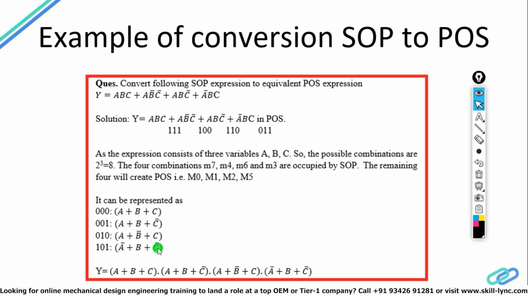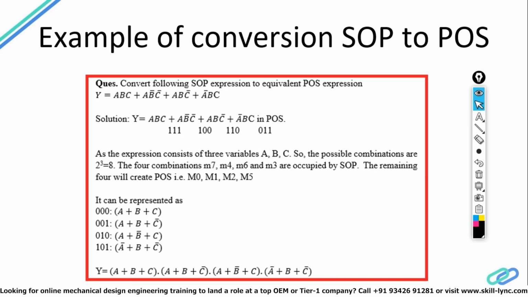So this is how I am writing the max terms in case of POS. Now because POS means product of sum, these are your sum terms. Now you have to take the AND operation between all the sum terms. So it will be (A plus B plus C) dot (A plus B plus C bar) dot (A plus B bar plus C) dot (A bar plus B plus C bar). So this is the function represented in POS.